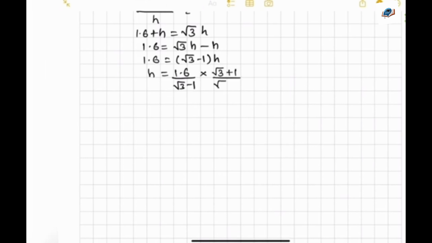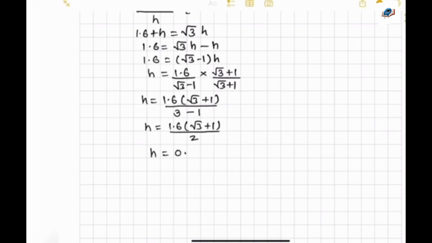So rationalizing the denominator, multiplying by root 3 plus 1 upon root 3 plus 1, I am getting h equal to 1.6 into root 3 plus 1 upon root 3 square. So that will be 3 and 1 square, that is 1. So h comes to 1.6 into root 3 plus 1 upon 2.